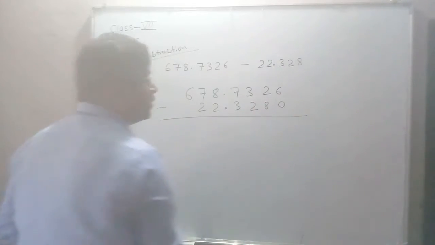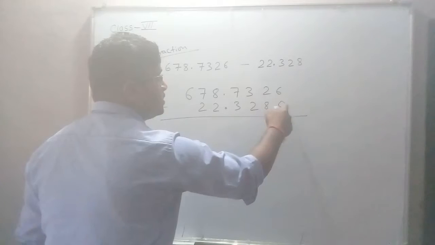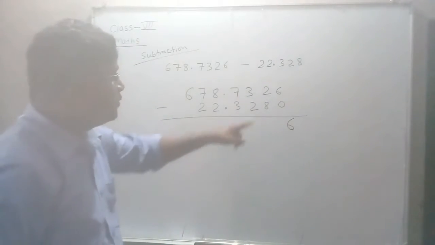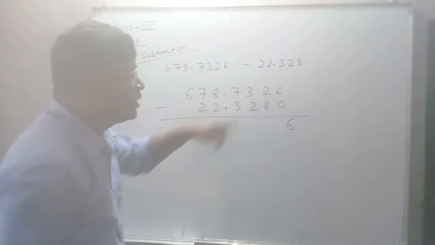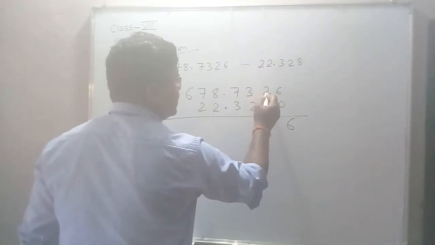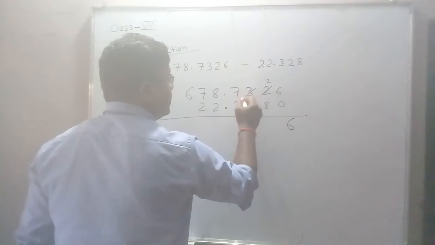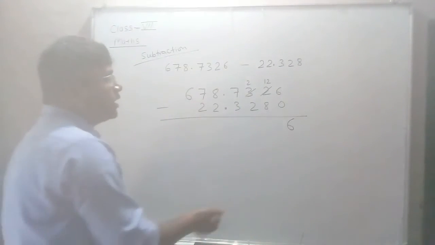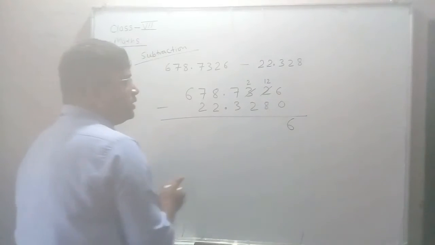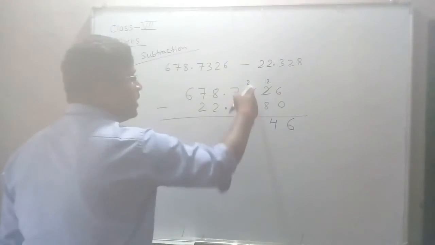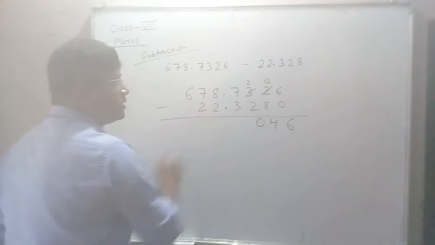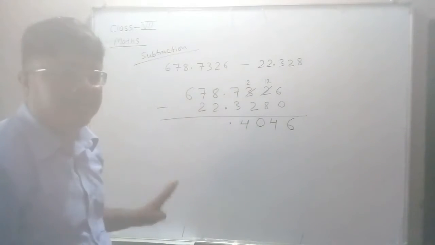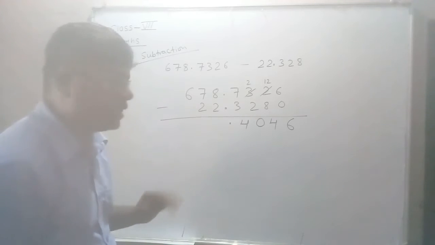Here it is a 0. Okay, so 6 minus 0 is 6. From 2, 8 cannot be subtracted, so it will ask to borrow from 3. So this 3 will give 1 to here, so it will become 12 and here it will be 2, as you used to do in subtraction. But 12 minus 8 is 4. Okay, 2 minus 2 is 0. 7 minus 3 is 4. In place of the decimal you keep the decimal. This is the only thing you have to remember.